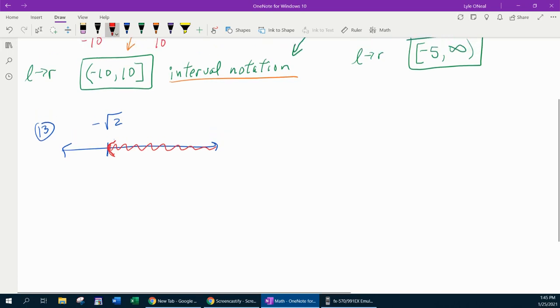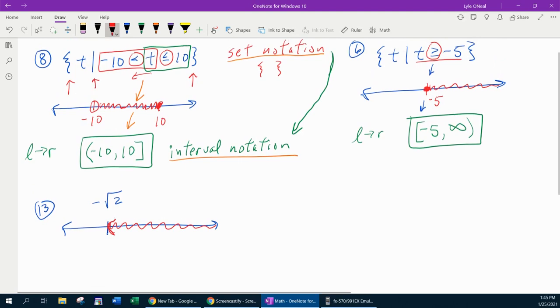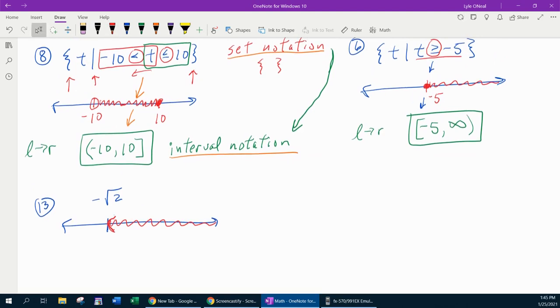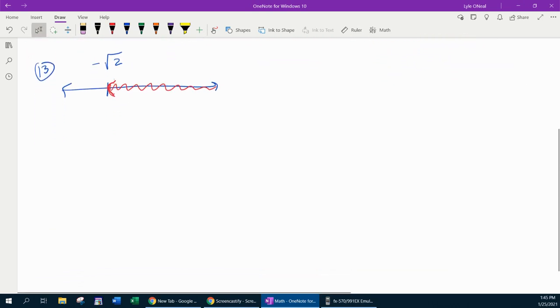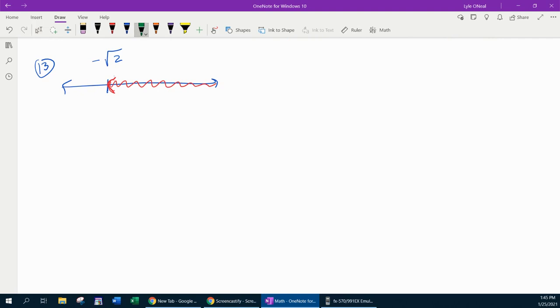Well, this is going to be even easier than number 6 and 8 because here they give me the graph, which is like the intermediate step of the previous problems. So this should be super easy because you can go from a graph to interval notation easily. I don't think I can emphasize this enough. Interval notation is always from left to right.